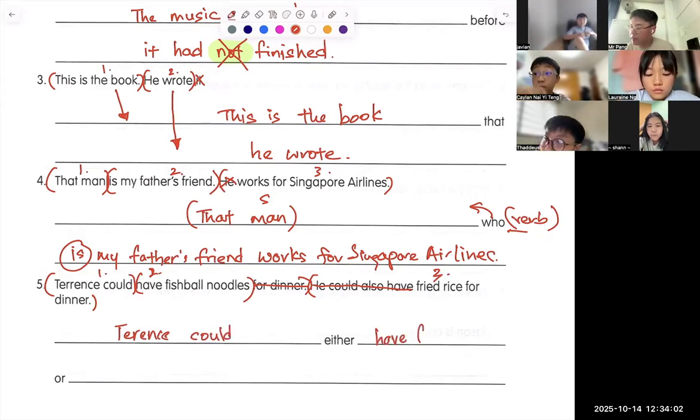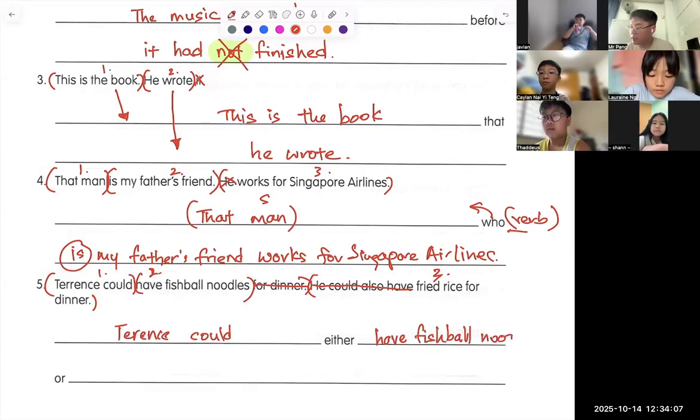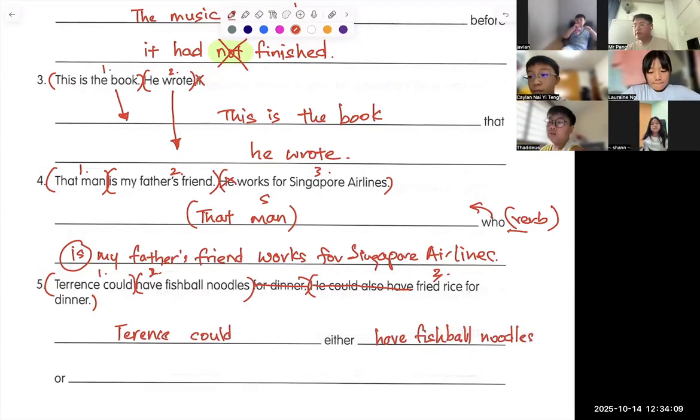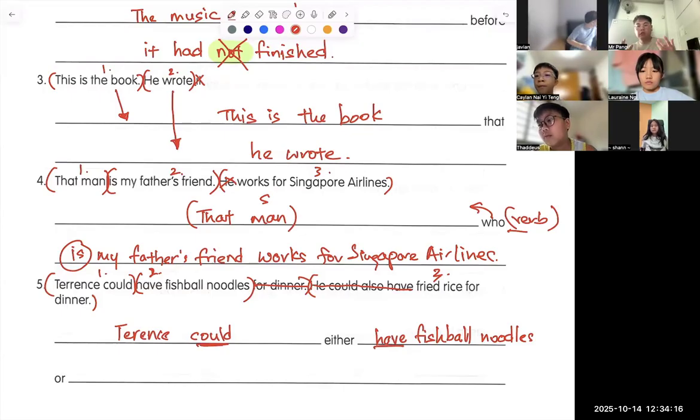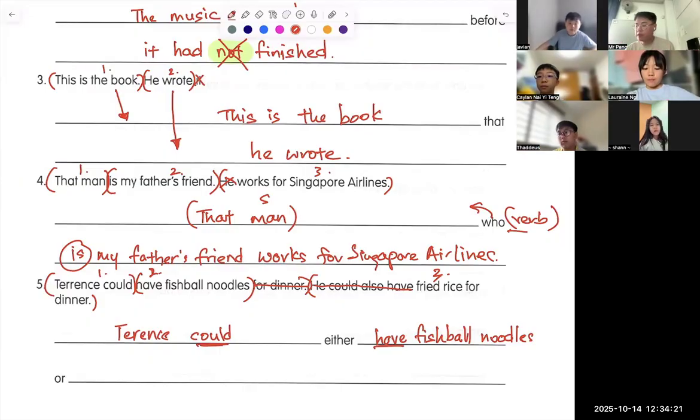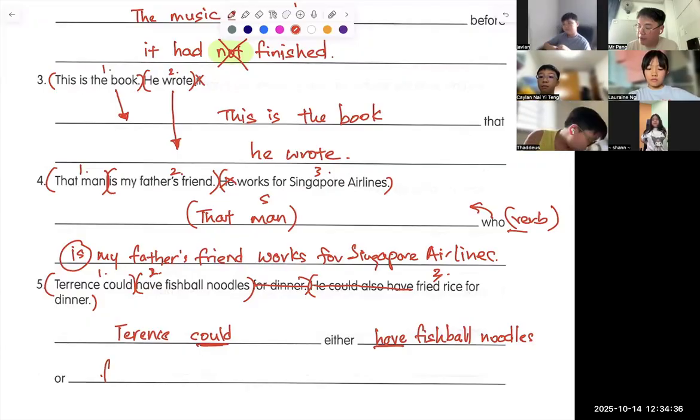Very good. Okay, so everybody, you all notice how Janessa has split the subject again, okay? In this case, Terence could, the verb could and have been split by the word either. So whenever you have a two-verb phrase, the two-verb phrase is always split by the word either. So Terence could have, should either have, could either have, would either have. Whenever you have a would have, could have, should have, the either always splits it, like what Janessa did. So Terence could either have fishball noodles or fried rice for dinner.